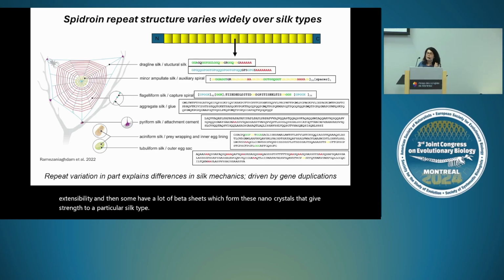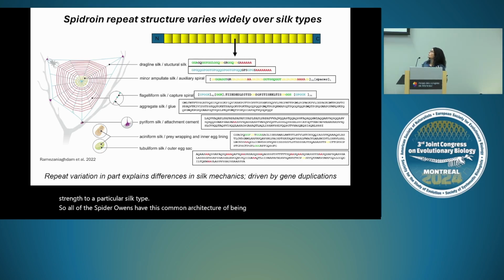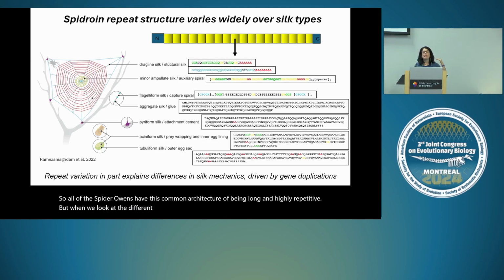So all of the spidroans have this common architecture of being long and highly repetitive. But when we look at the different spidroans that make up the different silk types produced by this one spider, they vary tremendously in their repeat sequences. So here we have the 7 silk types made by a female orb web weaver. And again, here's the common architecture.